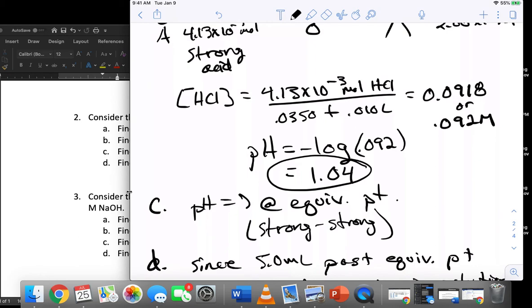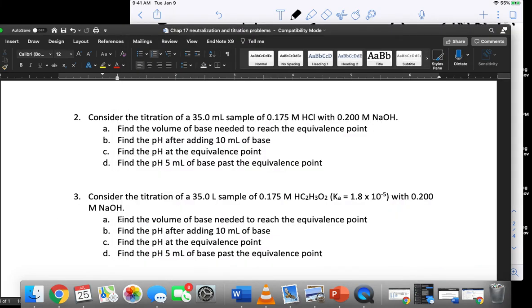When I have a weak acid or base involved, then the calculation for part C gets very different. The calculation for part B is similar, but the last couple of steps to get the pH will be a little bit different because we won't have just a strong acid left. We'll actually end up with a buffer, as we'll see in a minute. But the good news here, for question 3, parts A and D are going to end up pretty much the same. This is the exact same question, we just now have a weak acid.